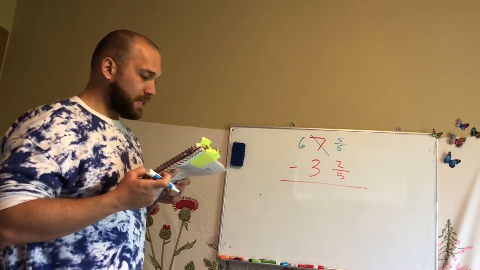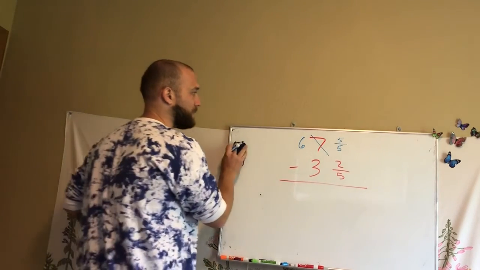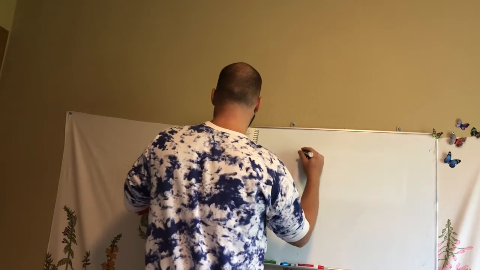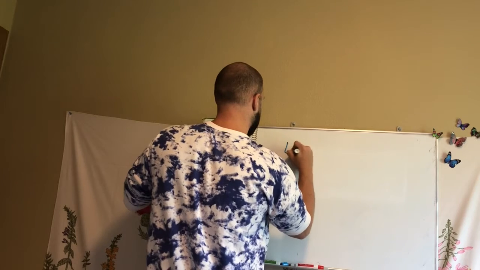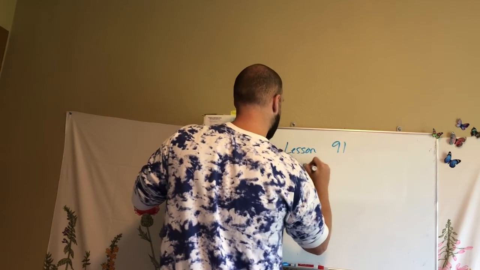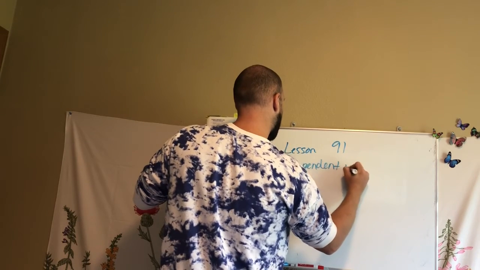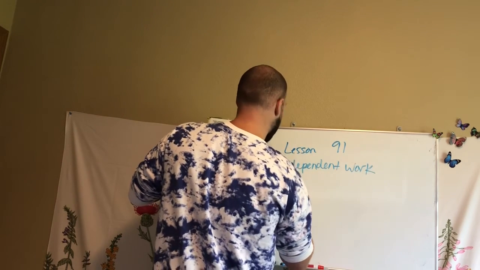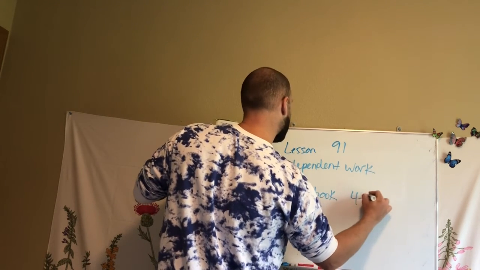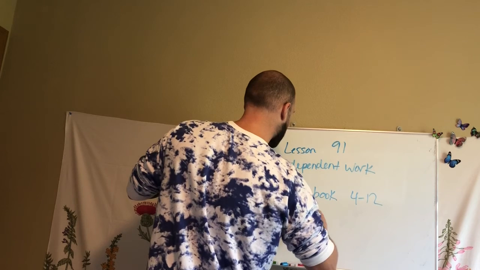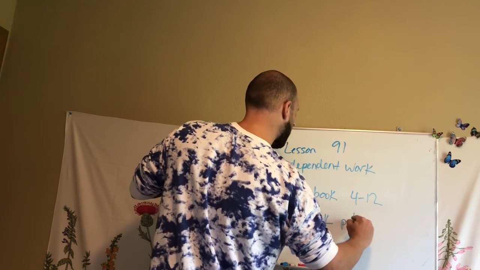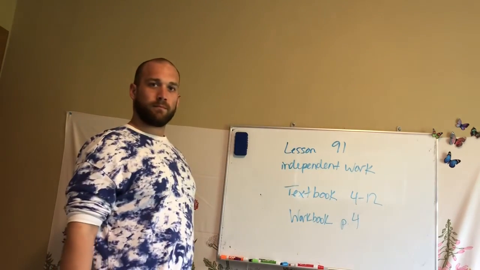So that is part of your independent work. Keep this in mind. And your independent work begins now. So you have lesson 91, independent. You have textbook 4 through 12 and workbook part 4. Get busy.